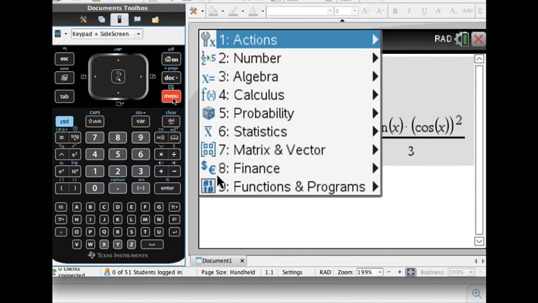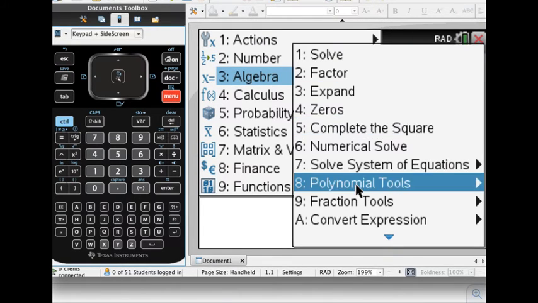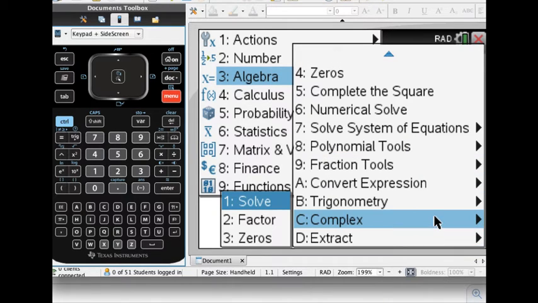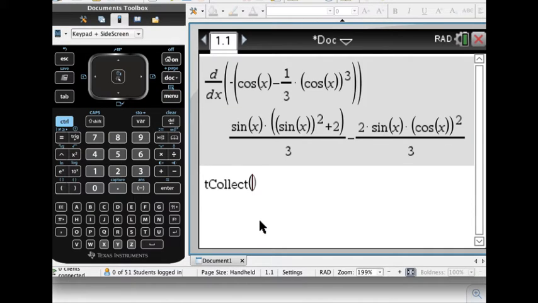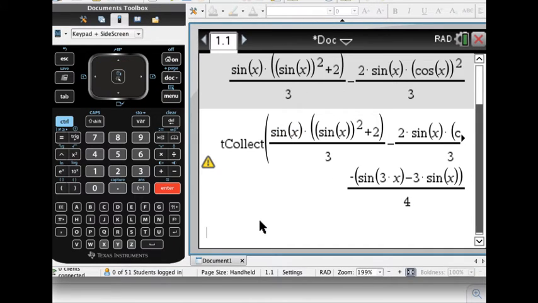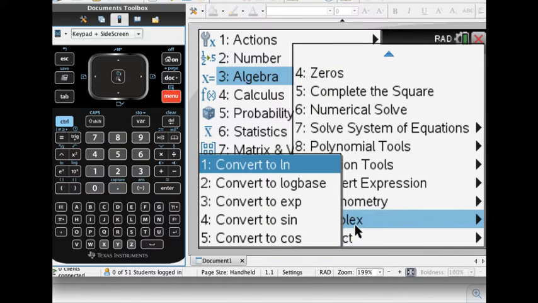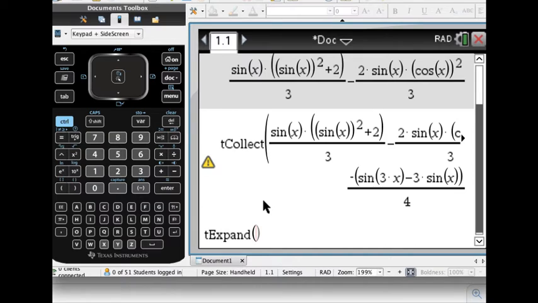There are a couple of commands in the algebra menu. If I go to the algebra menu, and I go down to trigonometry, there's a trig collect command. Let's see what it does. Let's do trig expand. There's actually nothing wrong with the way it's written. We're just trying to show that these are the same.